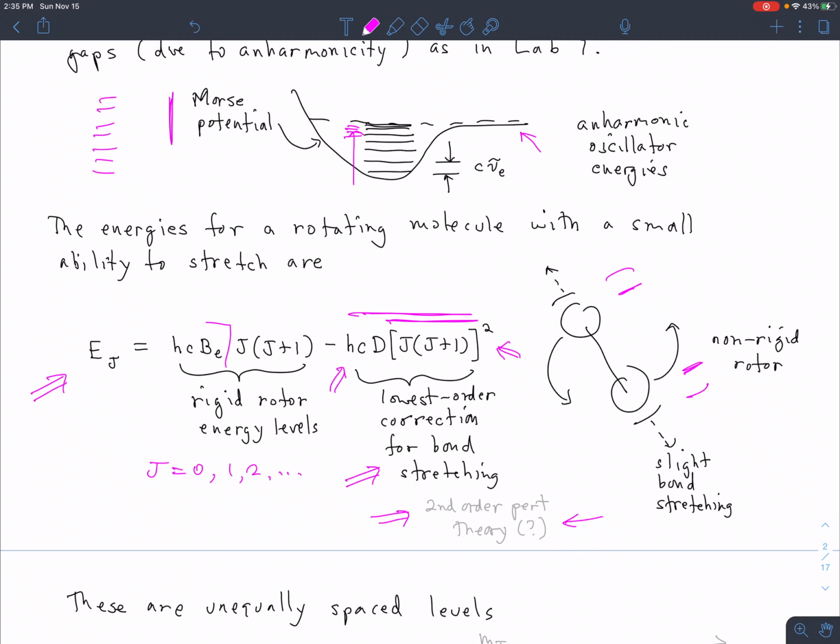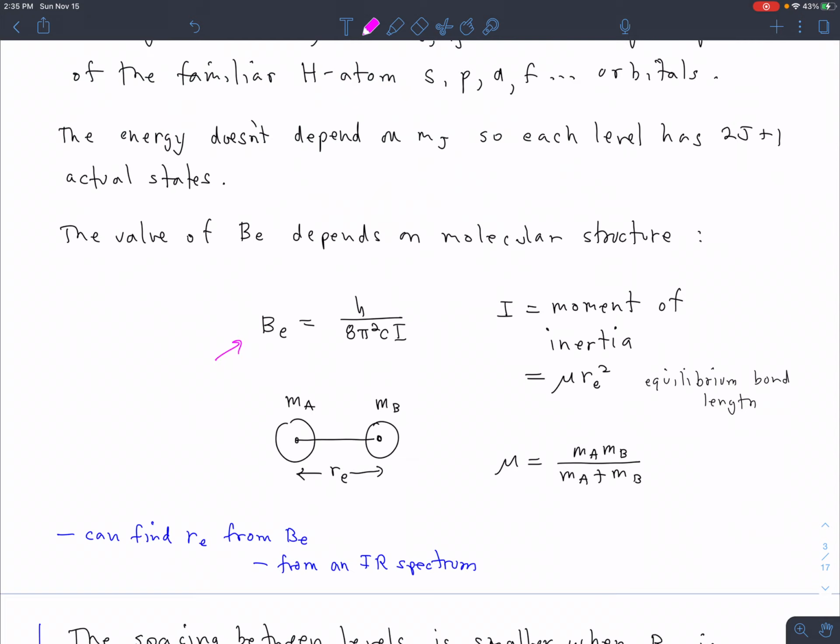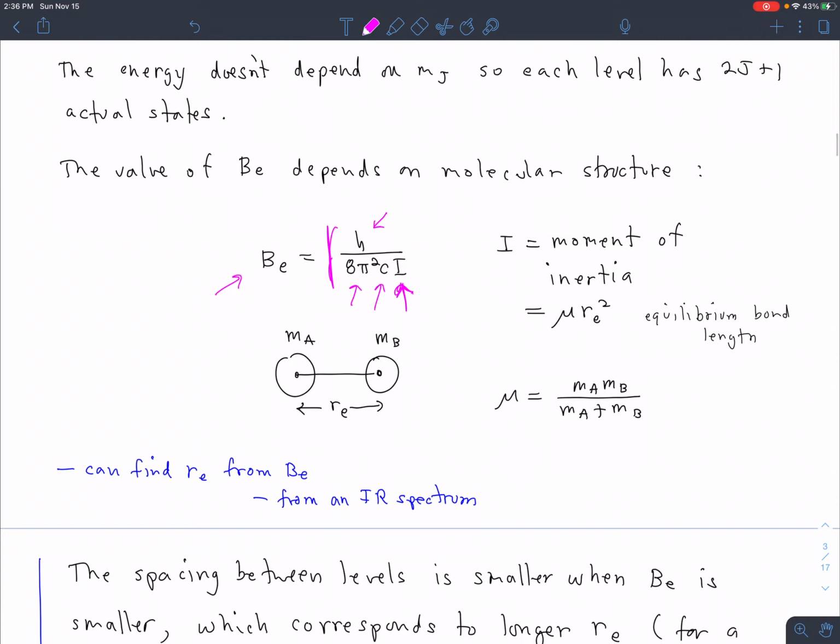So this quantity in front, which contains the molecular information, let's talk about that. That quantity B sub E is Planck's constant divided by 8 pi squared, the speed of light, and then the moment of inertia for the molecule. That's where the molecular information is. All these other things are fundamental constants. They don't tell us anything about HCl. But the moment of inertia of the molecule does tell us something about HCl.